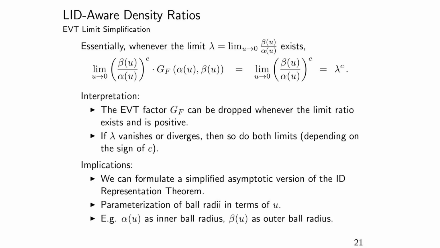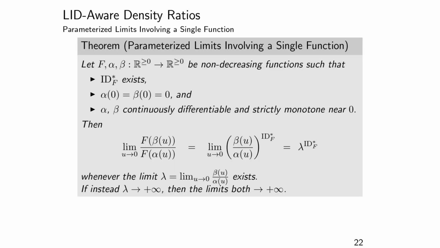Then we can formulate a simplified asymptotic version of the ID representation theorem where we parameterize the ball radii in terms of u, so for example, alpha of u is considered to be the inner ball radius and beta of u is the outer ball radius, and we get the following result. Basically we assume that F, alpha, and beta are non-decreasing functions starting at 0, and that alpha and beta are continuously differentiable and strictly monotone near 0.